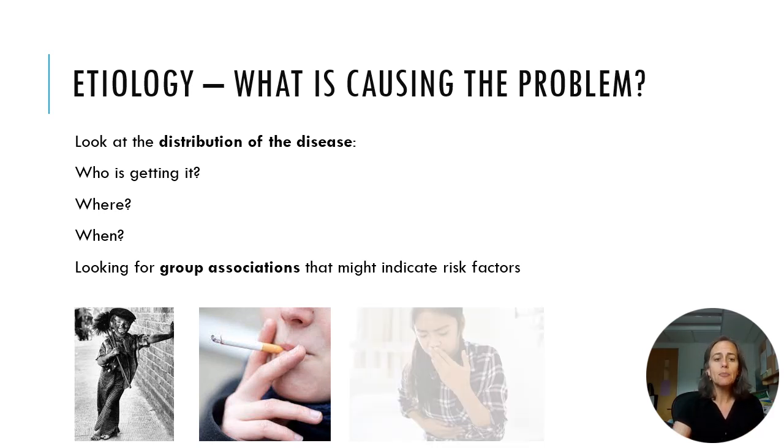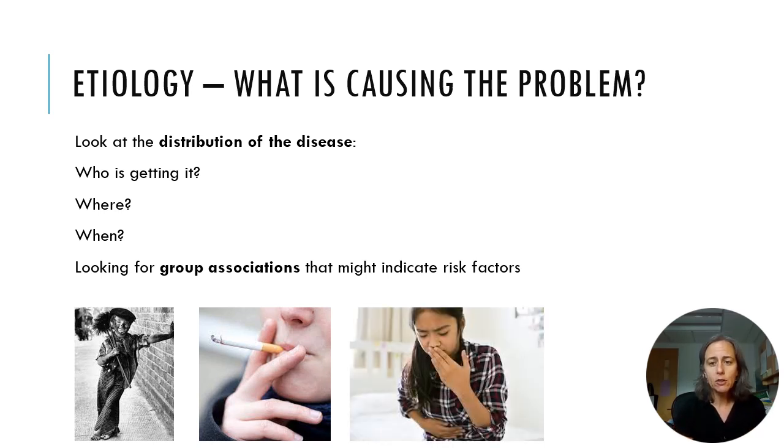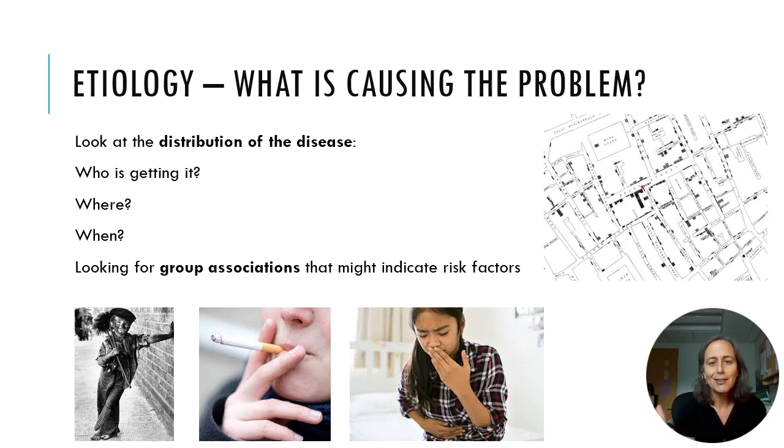Or perhaps there's a whole bunch of students who got sick with nausea and vomiting, and a bunch of them ate at North Point. I wonder if there's something there. So those are group associations. They give you possibilities to explore. And of course, one of the most famous group associations, my favorite, Dr. John Snow, the ghost map, the cholera outbreak in London.